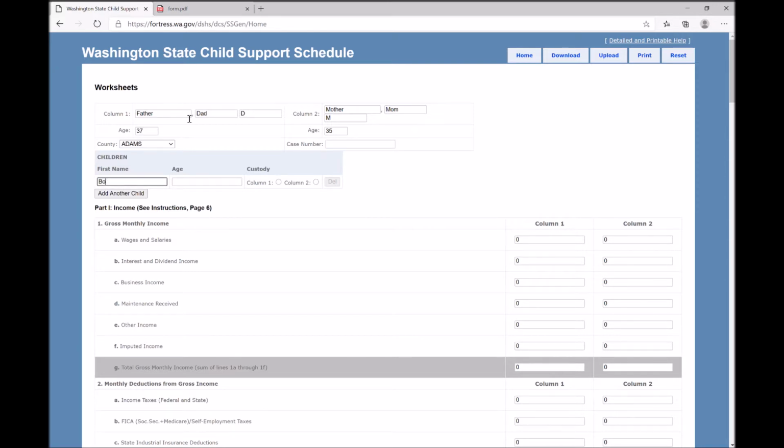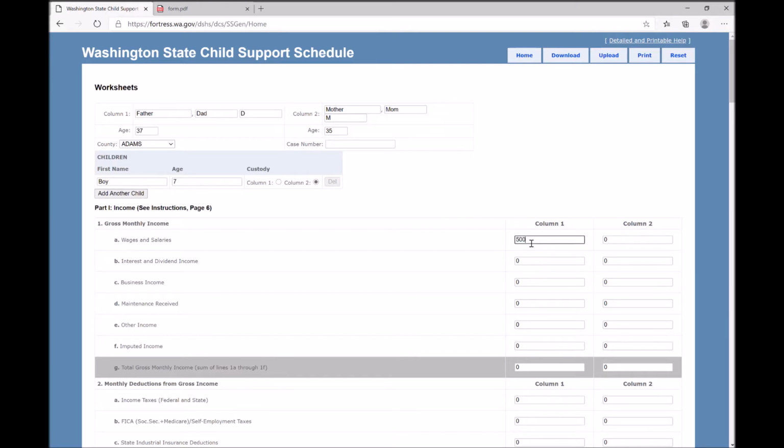Let's say the child's name is Boy, and he is 7 years old, and he lives primarily with the mother. So column 2 is the mother. You can add other children, but in this case, let's just go for one child. Column 1 is the father.